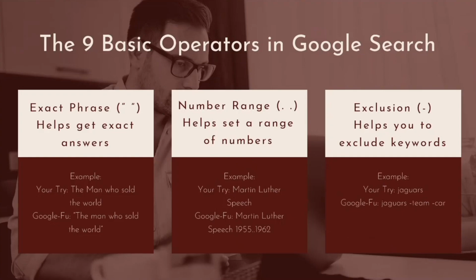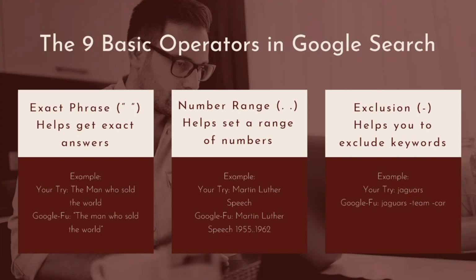So there are 9 basic operators in Google searching that can help get you more exact results. Putting quotations around your search terms will get a more exact set. So if you just type in the man who sold the world, you might get different topics all over, but the specific man who sold the world Nirvana song might be easier to find by putting those quotation marks on either side of it.